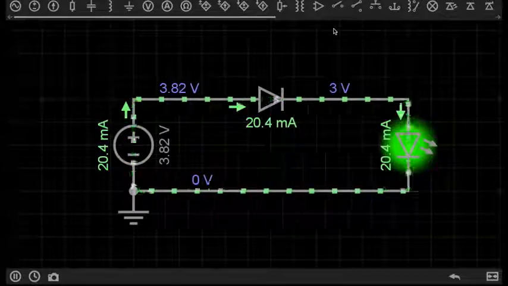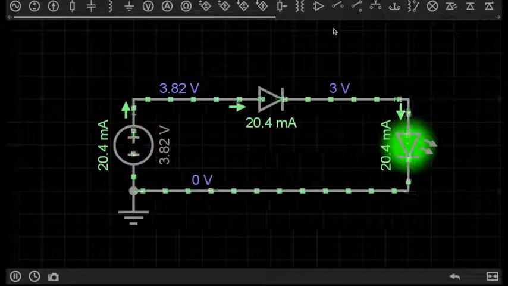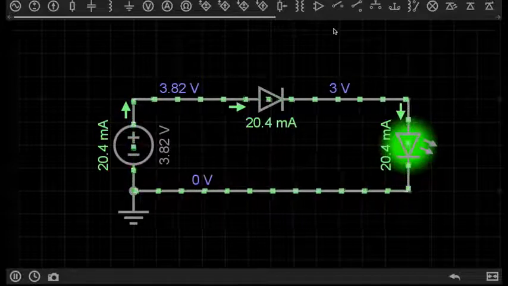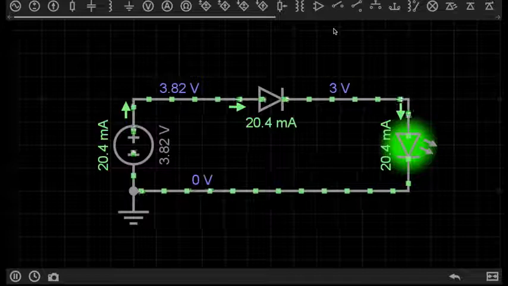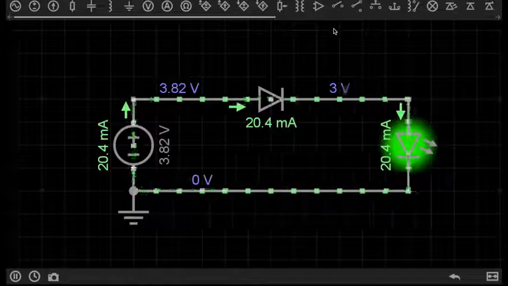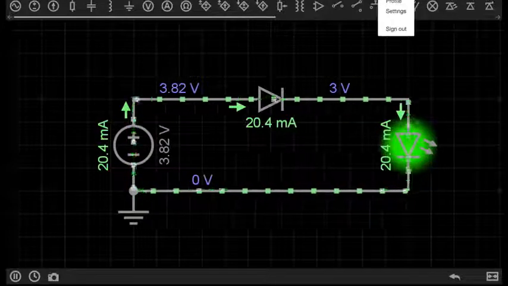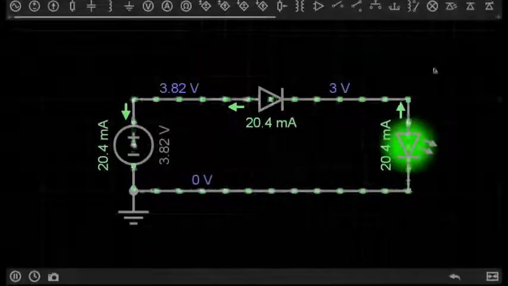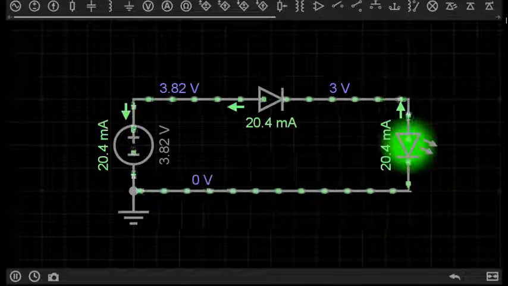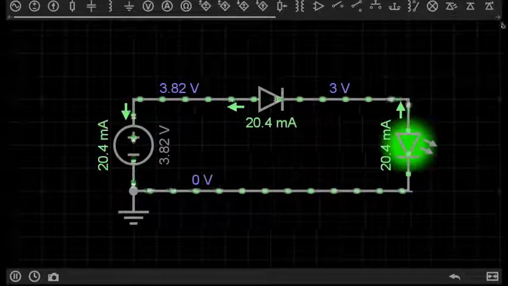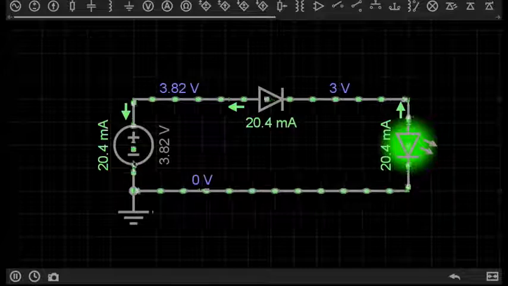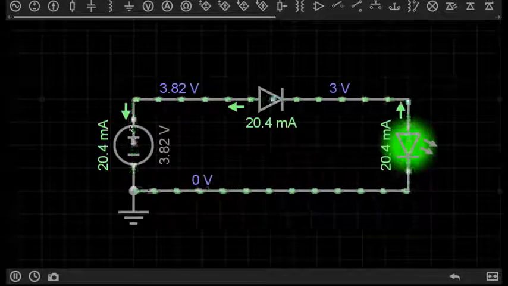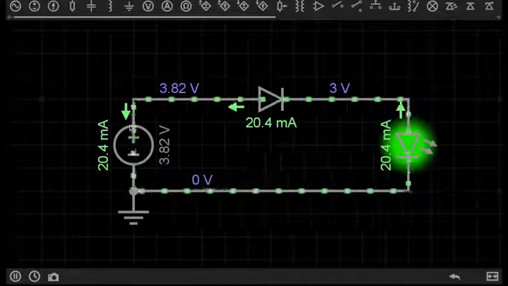So I owe you guys an explanation, because in the videos that we've done up to this point, I have been using electron flow to represent the movement of electrons through the circuit. And what electron flow looks like, as you will recall, is that in a circuit, electrons move from the negative terminal towards the positive. Now, this is actually physically what happens.